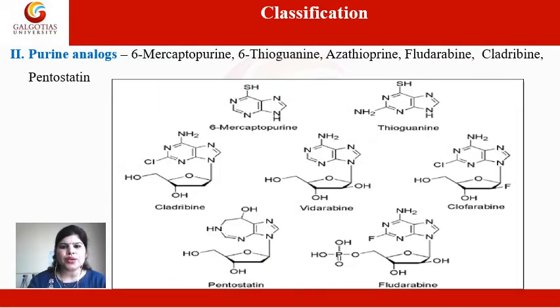The next category of antimetabolites are purine analogs. They are derivatives of purine nucleotide. The drugs under this category are 6-mercaptopurine, 6-thioguanine, azathioprine, fludarabine, cladribine, and pentostatin. 6-mercaptopurine is the sulfhydryl derivative of hypoxanthine. Thioguanine is the amino derivative of mercaptopurine. These are the structures of the different drugs.